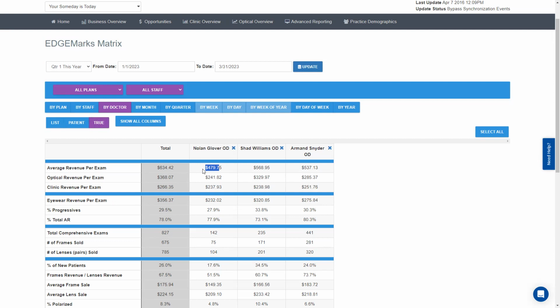What is the revenue that I am generating? And you can see it per doctor since I've got everybody side by side here. Another way that you can look at it is, I'm going to come back to my patient money here for a minute. On average, Dr. Nolan's patients today are spending $363.